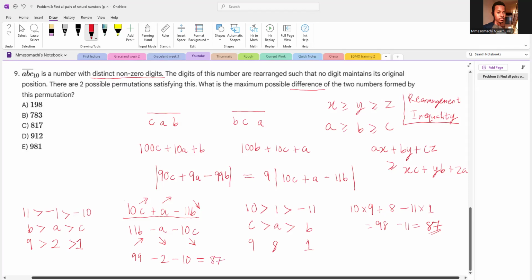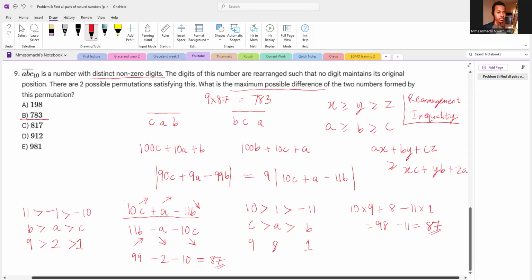So we have that in both cases, 87 is the maximum possible value. It means the maximum possible difference is going to be 9 times 87, because remember that we factored out 9. So 9 times 87 equals 783. So 783 is our answer.